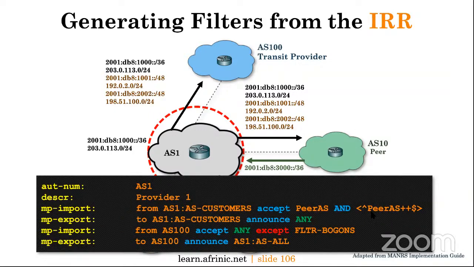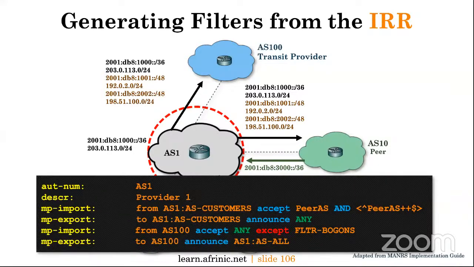And then who are we exporting to? Our customers again. We're announcing our full internet routes. And from our transit provider, which is AS100, we're accepting any. And this is a filter set. We didn't discuss it, but you can filter bogons because they are not wanted. And then what are we announcing to our transit provider this time around? We're announcing that second AS set we defined, which includes AS1 and our customers. So this is another way of writing your policies efficiently.